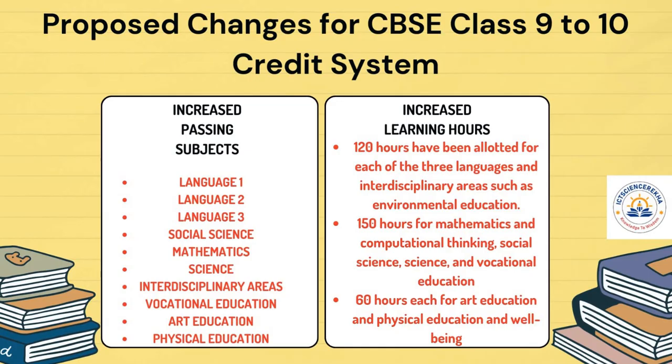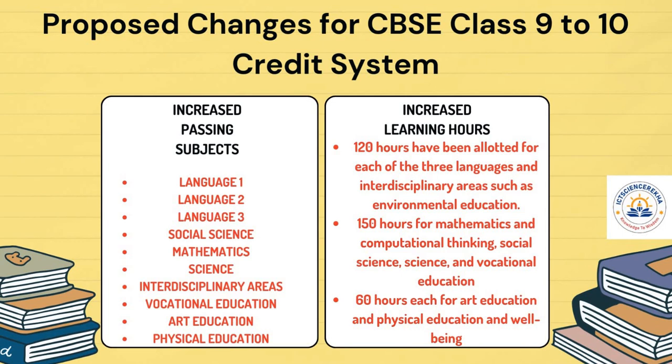The 7 subjects include mathematics and computational thinking, art education, physical education and well-being, vocational education, and interdisciplinary areas. The board has proposed to increase the total learning hours to 1200 hours compared to 1050 hours in the existing scheme.